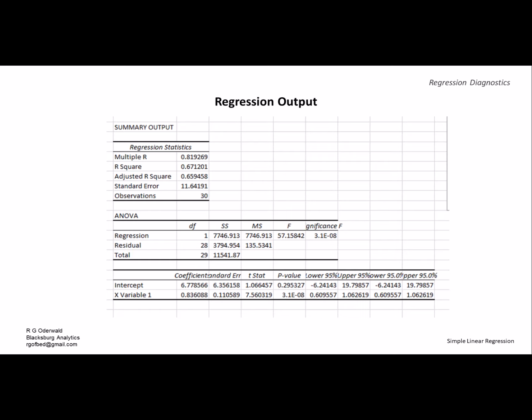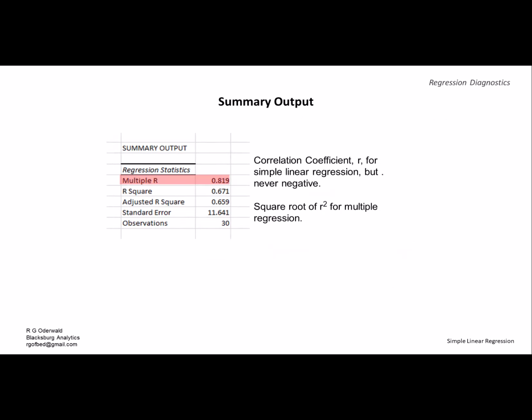Don't be intimidated. Some are repeats and others aren't needed. Also, the number of decimal places exceeds any possible use. With fewer decimals, it looks better. I will cut off some of the decimals when we get to the specifics. The upper table is labeled Summary Output. The first item is multiple R.